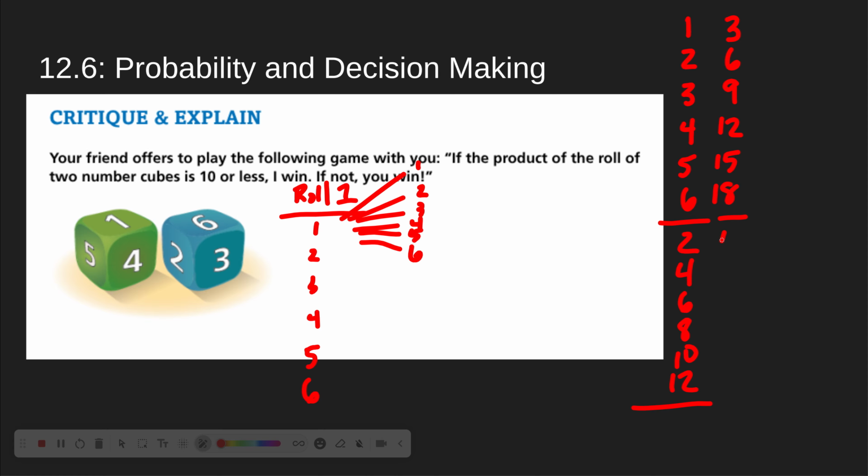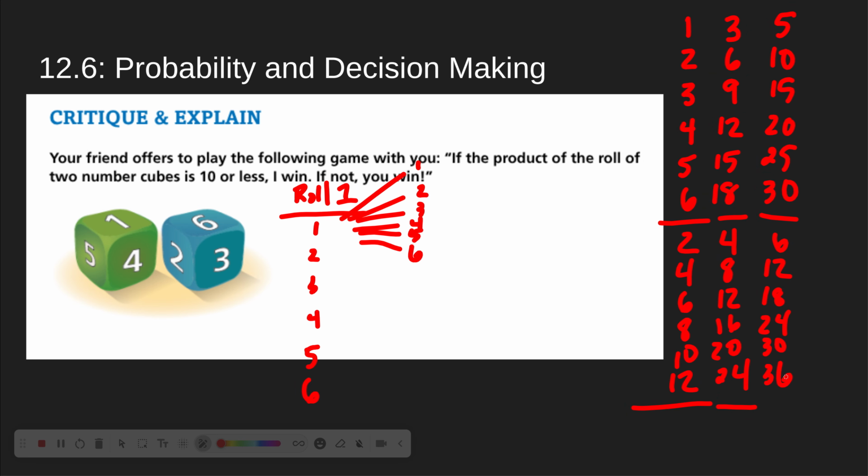4, 1. 4, 2. 12, 16, 20, 24. 5, 1. 5, 10, 15, 20. And then 6, 1. 6, 12, 18, 24, 30, 36.